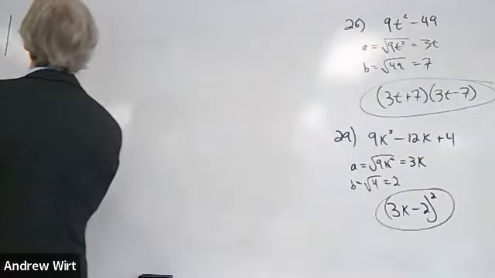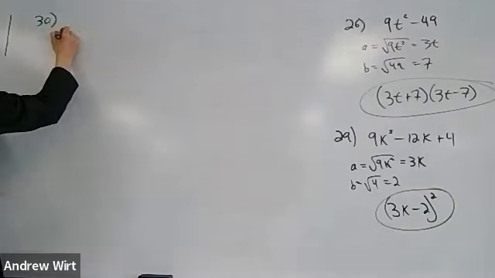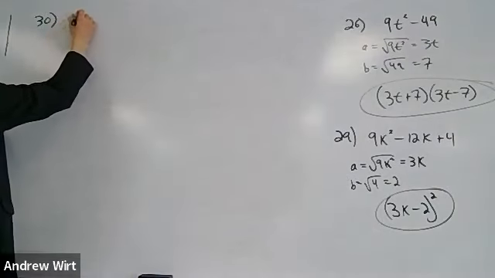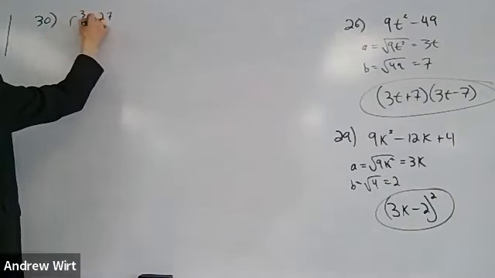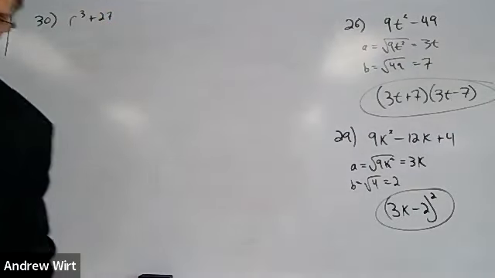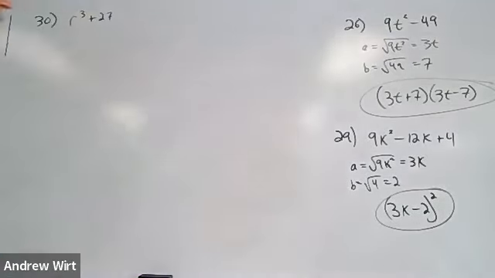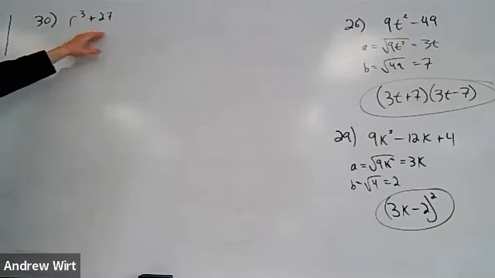Number 30. R to the third plus 27. All right, so we've got a two-term. I think last time I said two-term, it was either GCF or difference of squares. Oh, there's one other: sum or difference of cubes. And here we've got sum of cubes. Perfect cube here, perfect cube here.